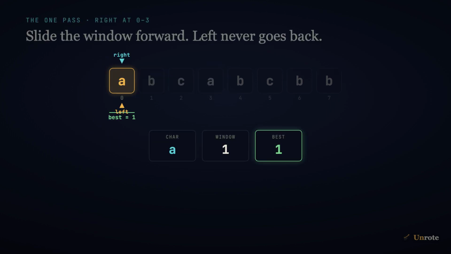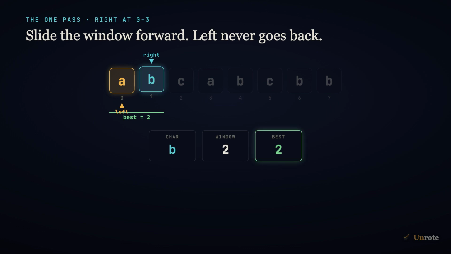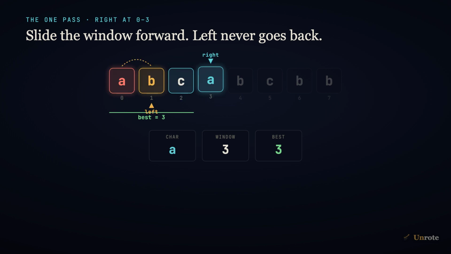Right end on A, then B, then C. All new. The window grows to A, B, C, length 3, our best so far. Now the right end hits a second A. That A is already in the window, so slide the left end past the old A. The window becomes BCA, still length 3.